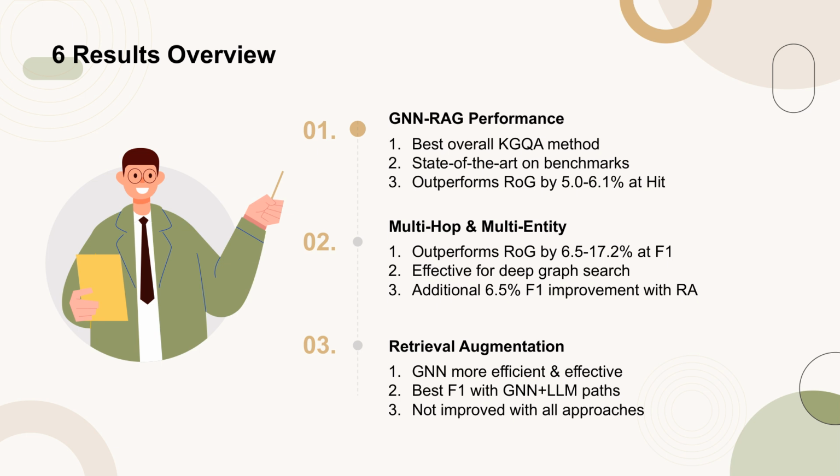Furthermore, our analysis of retrieval augmentation reveals that GNN-based retrieval is more efficient and effective than LLM-based retrieval, especially for complex questions. The best performance is achieved when combining GNN-induced and LLM-induced reasoning paths, which fetch non-overlapping KG information. However, augmenting all retrieval approaches does not necessarily improve performance due to potential LLM confusion from long inputs.